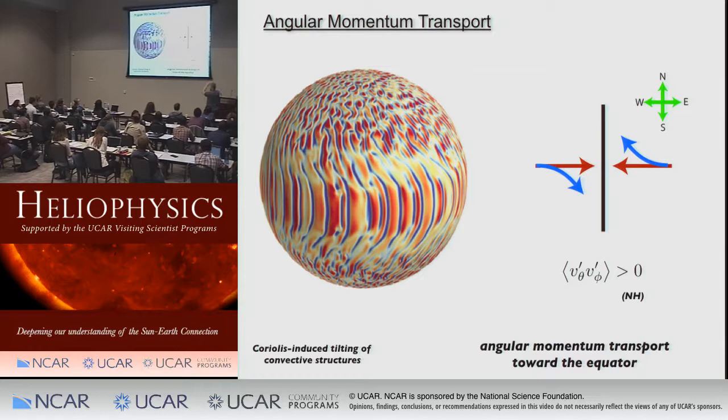But then you look at the Coriolis force on that converging flow. In the northern hemisphere, flows are diverted to the right by the Coriolis force. So flows that are moving in a westward direction are diverted toward the poles. Flows that are moving in a prograde or eastward direction are diverted toward the equator. This gives you a V theta prime V phi prime that's greater than zero, which means angular momentum is transported toward the equator. So this is speeding up the equator and slowing down the poles. And that, again, comes from the Coriolis force.